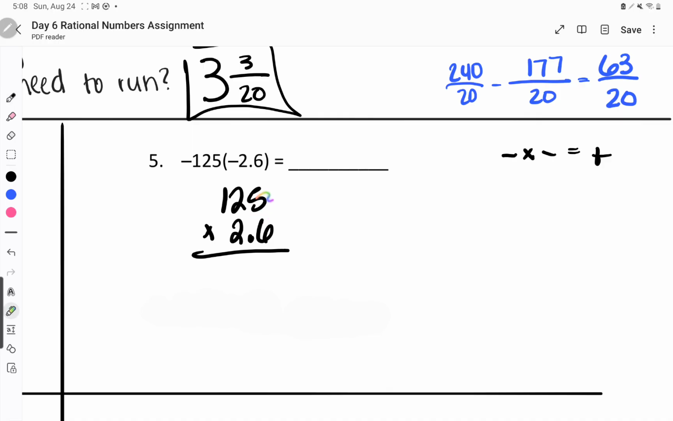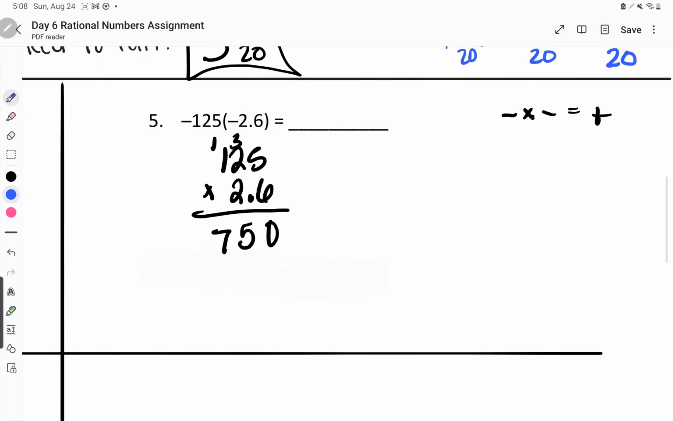We'll start with our 6. So I have 5 times 6. 5 times 6 gives me 30, so I write down a 0, carry my 3. Then I have 2 times 6. 2 times 6 is 12, and then I add my 3, and I have 12 plus 3, which gives me 15. So I write down a 5, and I carry my 1. Then I have 6 times 1. 6 times 1 gives me 6, and then plus my 1 gives me 7.